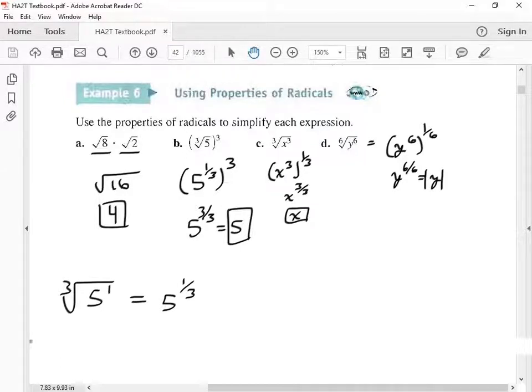So don't forget what this means, people. Don't forget what this means. If you had a 5 raised to the 6th power, and that was in the 6th root, well, I guess that's kind of redundant because the absolute value bars just make it positive and it's already positive. But we can't have a negative inside here. That's not allowed.